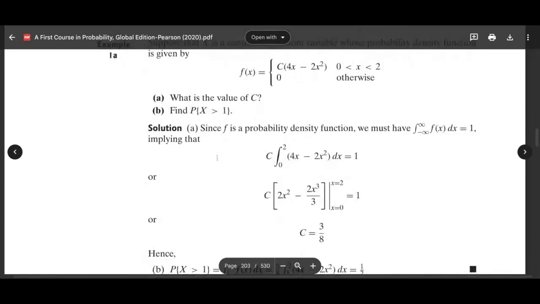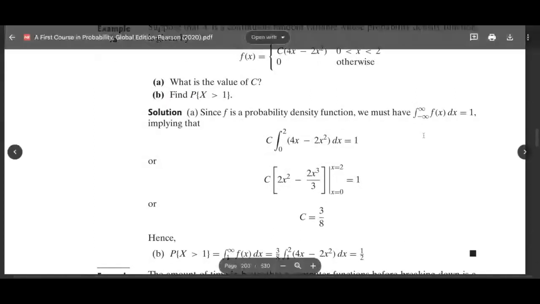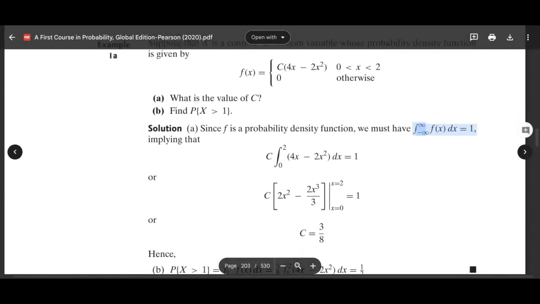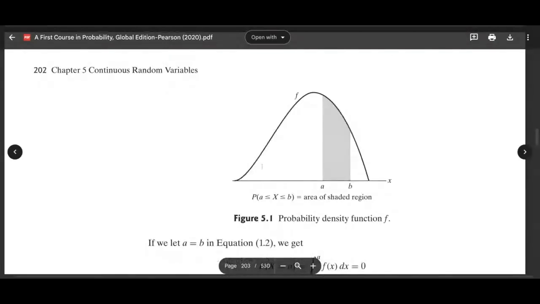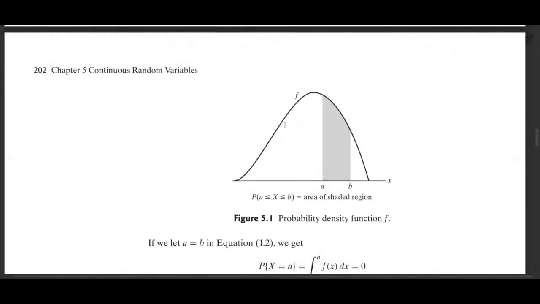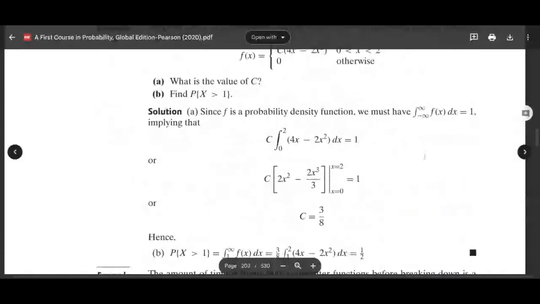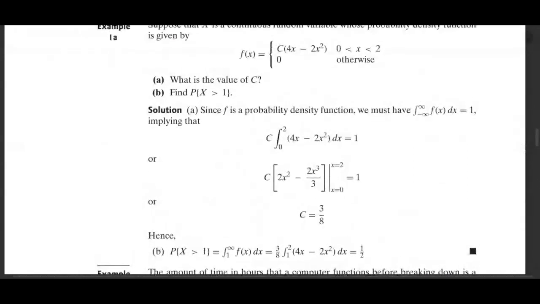Okay, let's see the solution. So f is a probability density function. We must have this, right? Because it's a probability distribution, so adding up all the area, it can only be 1. So basically, for this to be a probability, the area under the curve f has to be 1. That means integrating this from 0 to 2 equals 1. And C is just some real number, so we can factor it out of the integration.